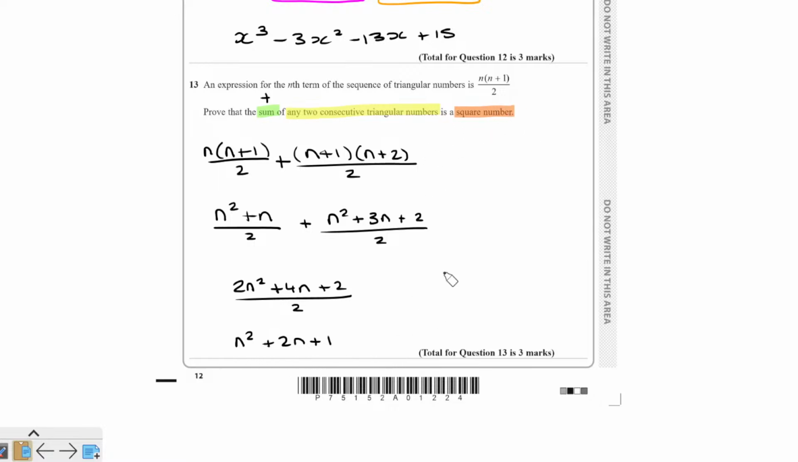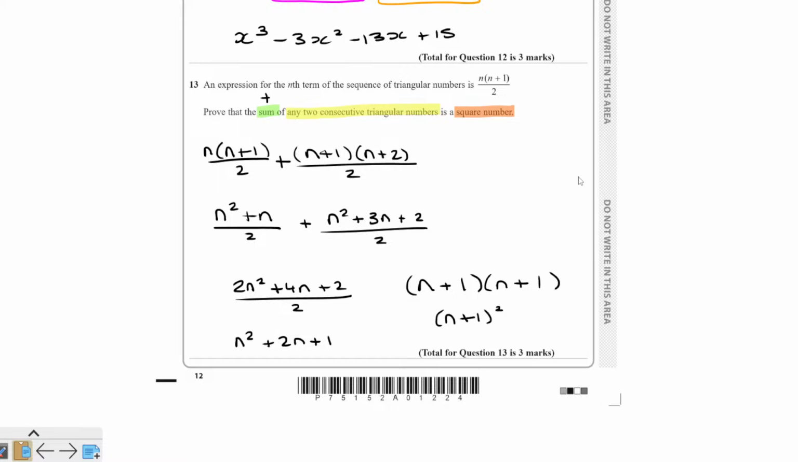This is a full quadratic, so it should go into double brackets. So if we were to factorize that, do you see how I would get obviously n in both brackets? I'd obviously get plus in both. And then it needs to multiply to make 1, but add to make 2. Well, that's obviously 1 and 1. Hopefully now you can see where the square number is coming from, because n plus 1 multiplied by n plus 1 is the same number multiplied by the same number, which is, in other words, n plus 1 squared.